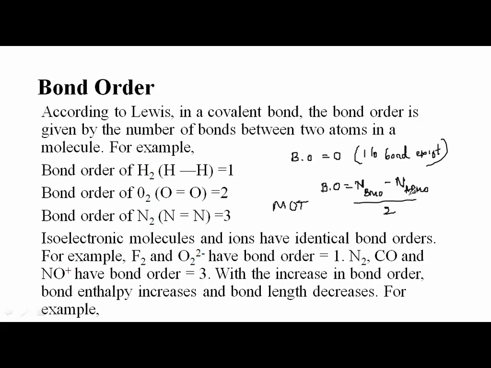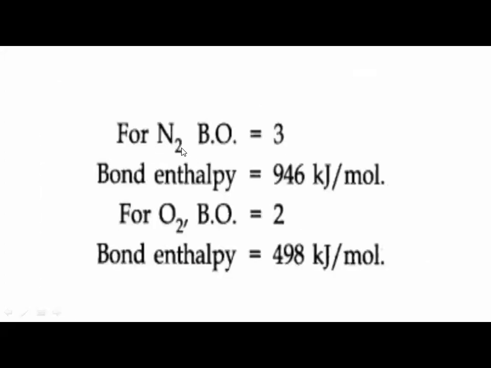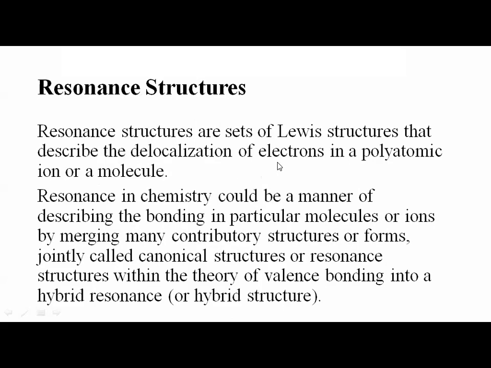So what are bonding molecular orbitals, anti-bonding molecular orbitals? We'll all understand it in molecular orbital theory. That time we say isoelectronic molecules have the same bond order. So with the increase in bond order, bond enthalpy also increases, but bond length decreases. For example, N2 bond order is 3, bond enthalpy is 946 kilojoules per mole. For O2, bond order is 2, bond enthalpy is 498 kilojoules per mole. So as bond order increases, the bond enthalpy also increases.